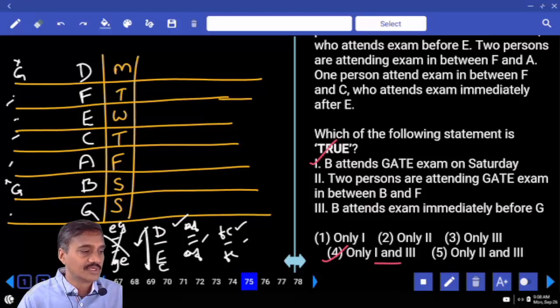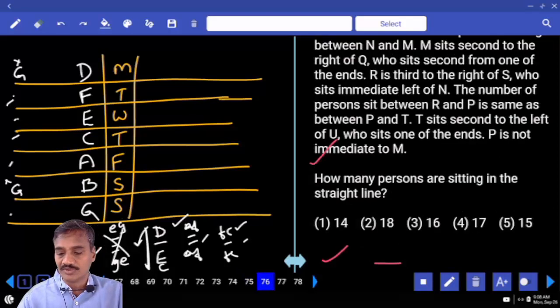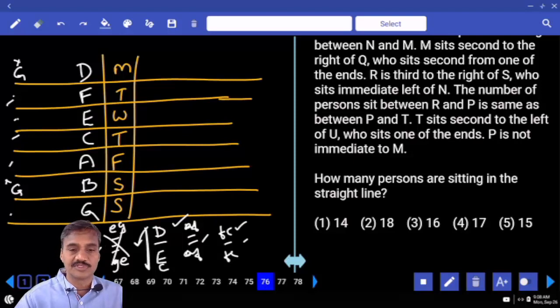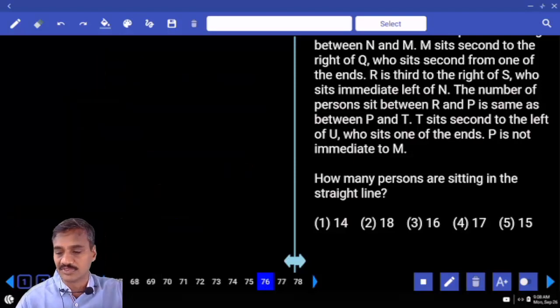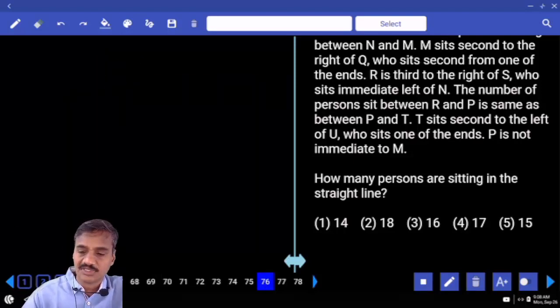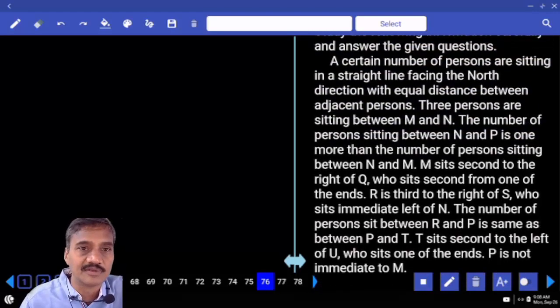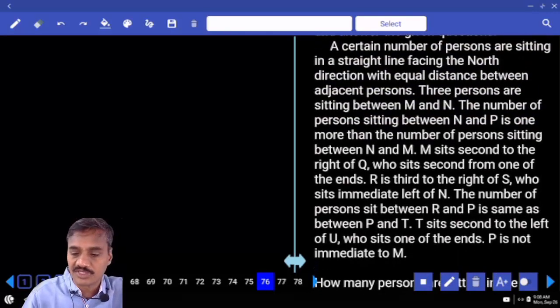The next one, 76 to 80. Now in this 76 to 80, what is the information we have? And certain number of persons. Now certain number of persons, now first priority na second priority? Second priority. I mean, ఎందుకు second priority?